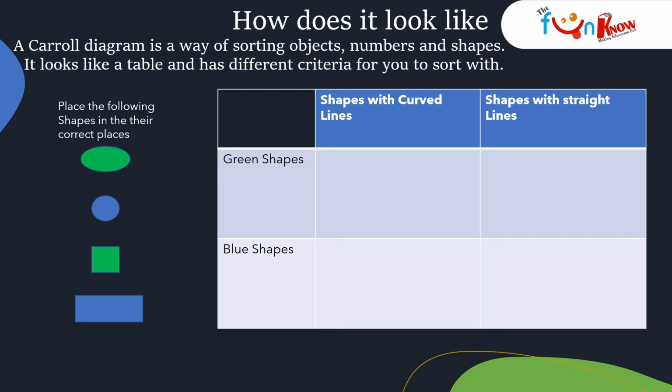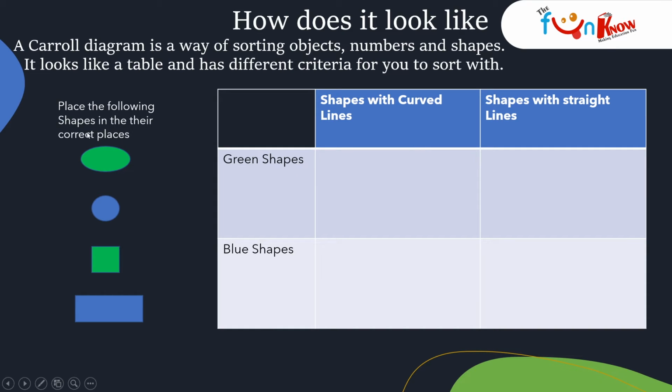The first column has the criterion that shapes with curved lines will come here. The second column criterion is shapes with straight lines. The first row criterion is shapes with green color, and the second row criterion is shapes with blue color. So this is a table, and it has various criteria in the columns and the rows.